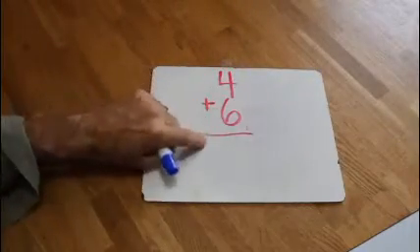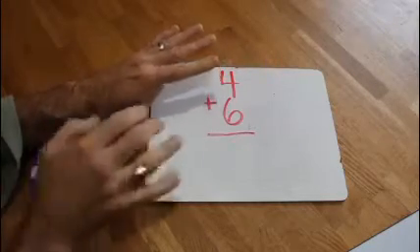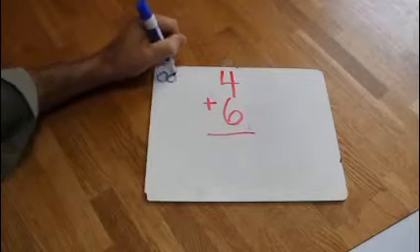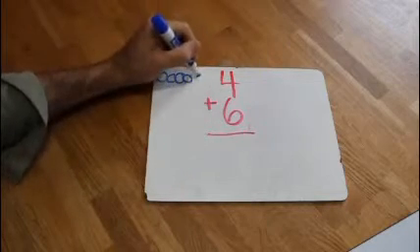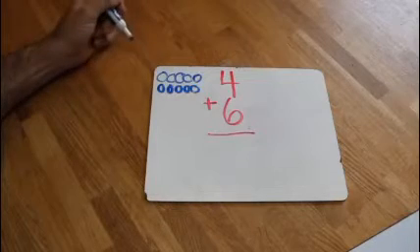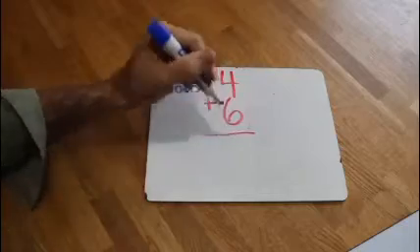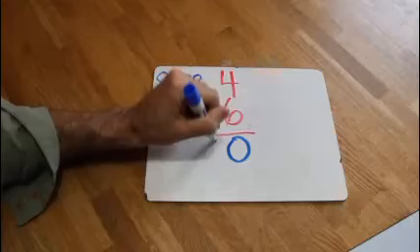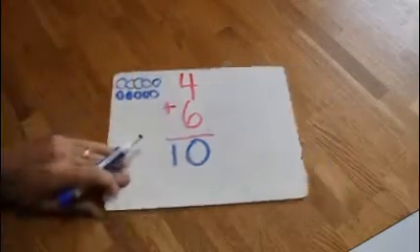4 plus 6 equals. Mental math or our fingers. Using pictures, start with our 4. 1, 2, 3, 4. Plus means more. How many more? 6 more. 1, 2, 3, 4, 5, 6. There's our 10 frame again. There's 10. So 4 plus 6 equals 10. Here we put our 0. And then we move over for our tens place. 4 plus 6 equals 10.